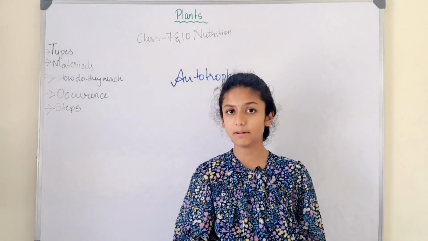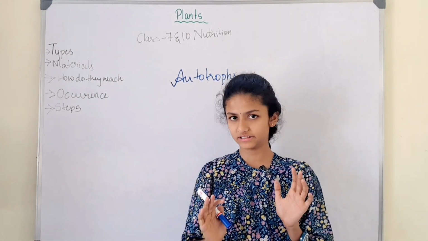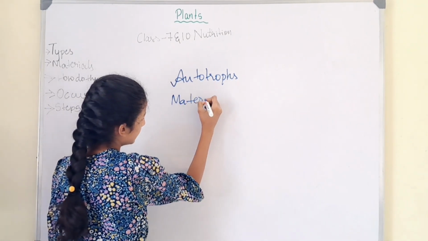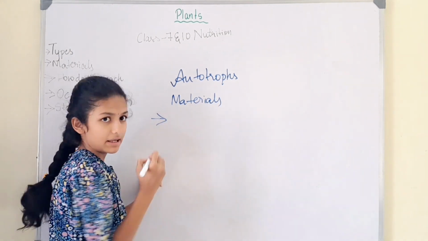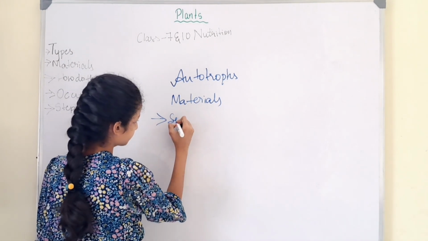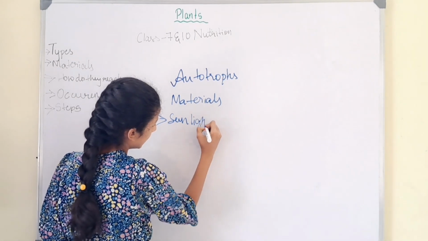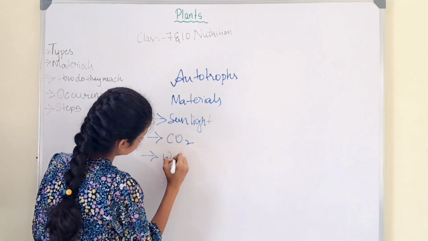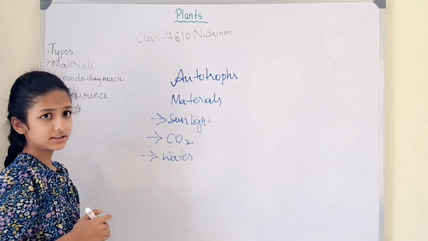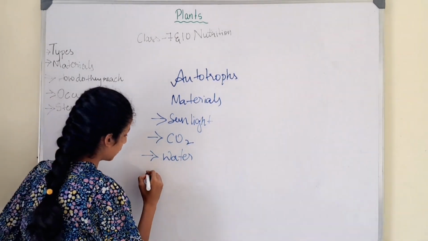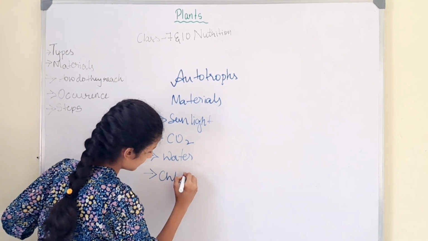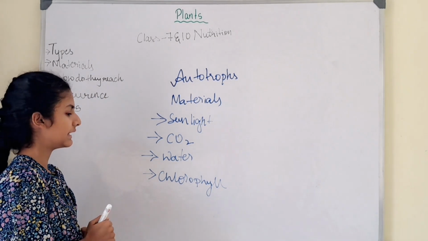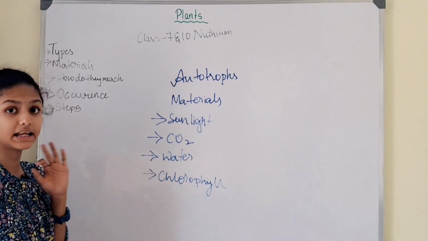First, let us go into the materials needed for photosynthesis. The plant needs sunlight, carbon dioxide, water, and chlorophyll, which will already be present in plants. What is chlorophyll? It's a green pigment present in most green plants.